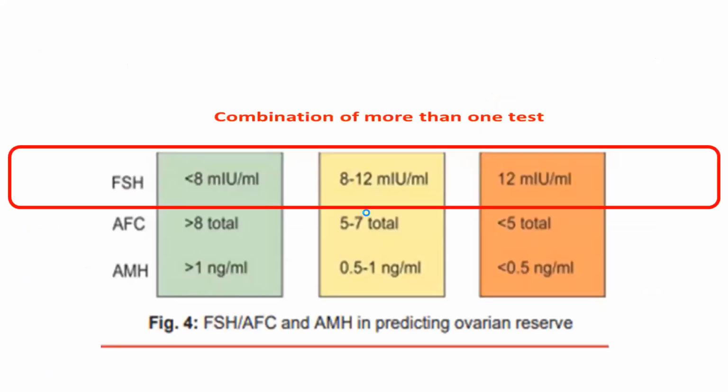Again, this slide is important because it uses a combination of FSH, anti-mullerian hormone, and antral follicle count. If the FSH is less than 8 or 10, anti-mullerian hormone more than 1, antral follicle count, both ovaries, more than 8, this is the best or optimal reserve of the ovaries.